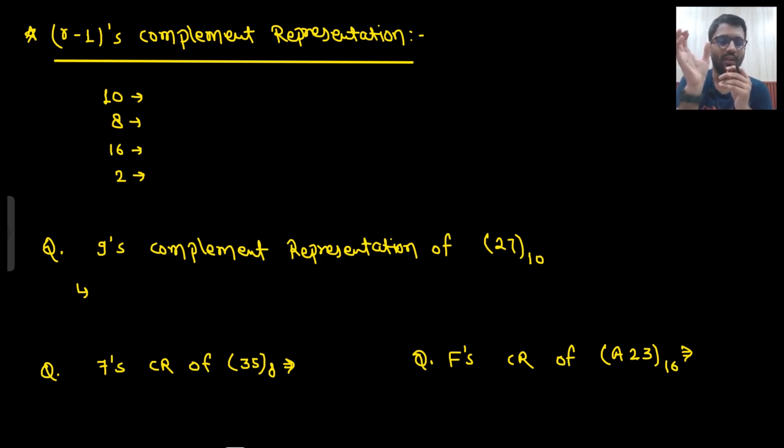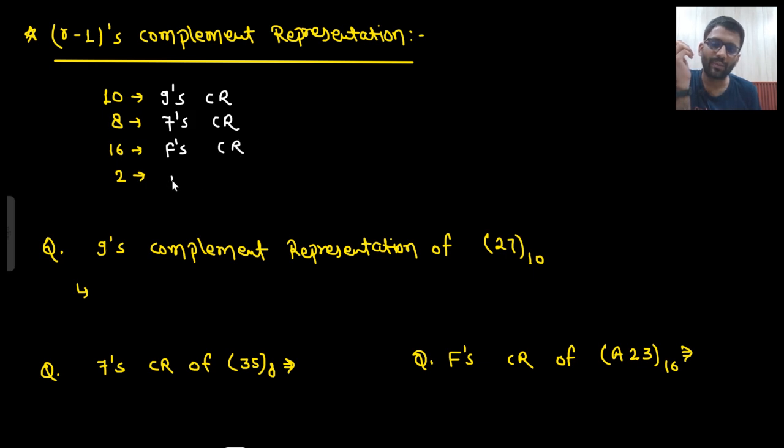Now we are going to move to r minus 1's complement representation. R minus 1's complement. So for 10 it would become 9's complement representation. For 8 it would become 7's complement representation. For 16 it would become f's complement representation. For 2 it will become 1's complement representation. So how do we find a complement representation?